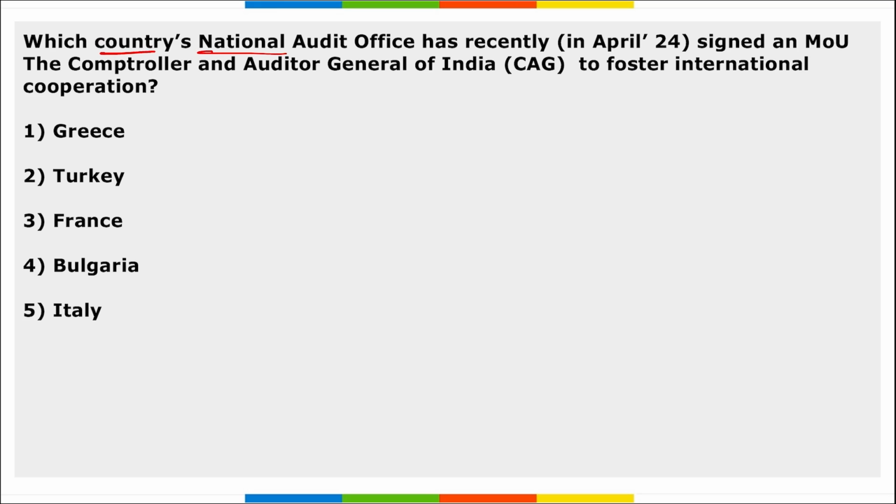Next, which country's National Audit Office has recently signed an MOU with the Comptroller and Auditor General of India to foster international cooperation? It is Bulgaria. So CAG of India signed an MOU with the Bulgarian National Audit Office, basically to foster international cooperation, to enhance collaboration and exchange of various expertise in the field of audit between India and Bulgaria.